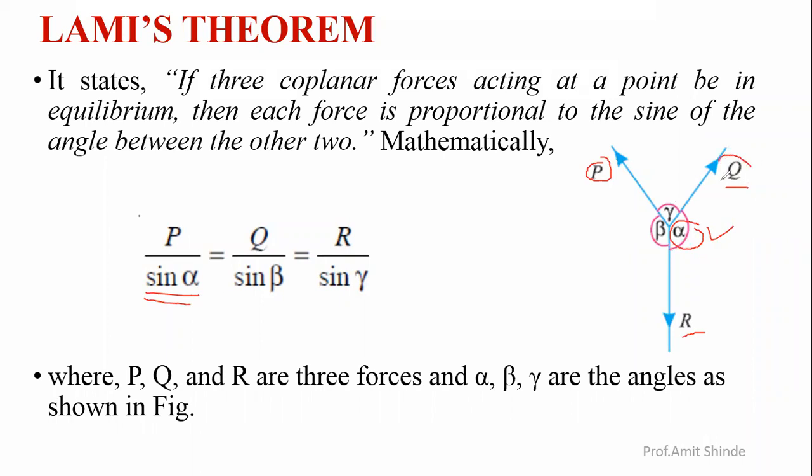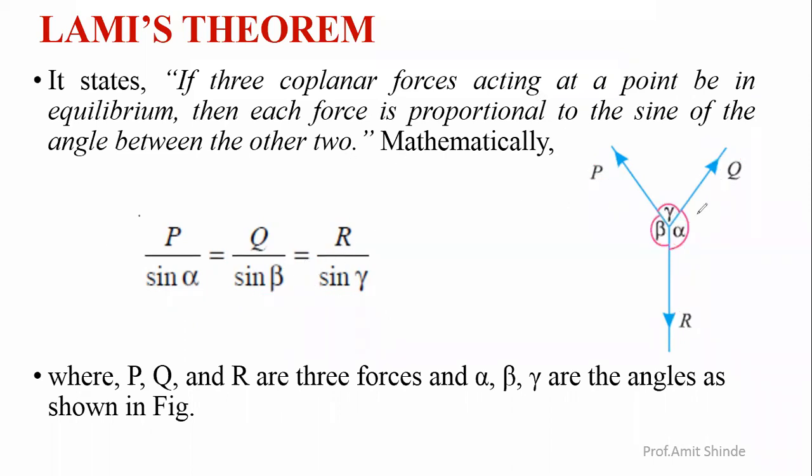Similarly, force Q is proportional to the sine of the angle between the other two forces. The other two forces are P and R, and the angle between them is beta. That's why Q is proportional to sine beta. Similarly, force R is proportional to the sine of the angle between the other two forces, P and Q, which is gamma. That's why R is proportional to sine gamma over here. This is nothing but your Lami's theorem.